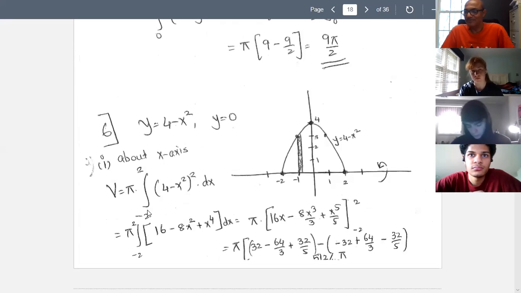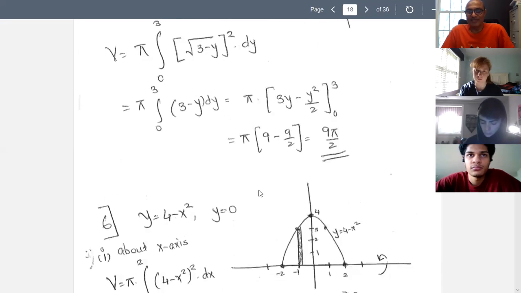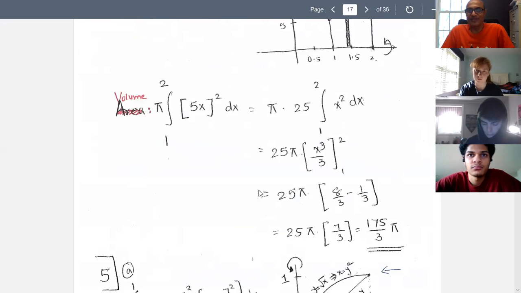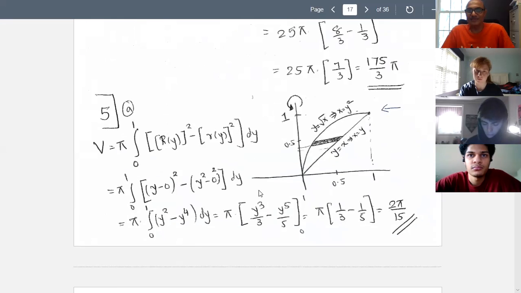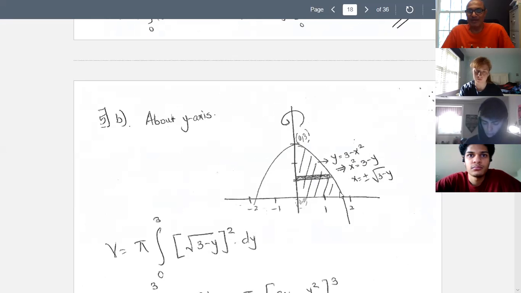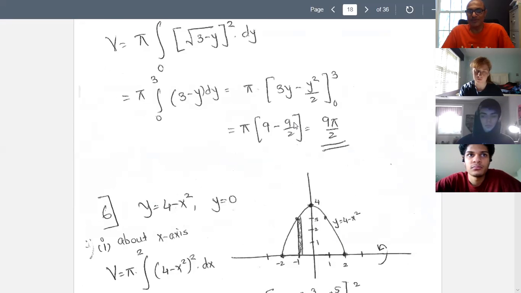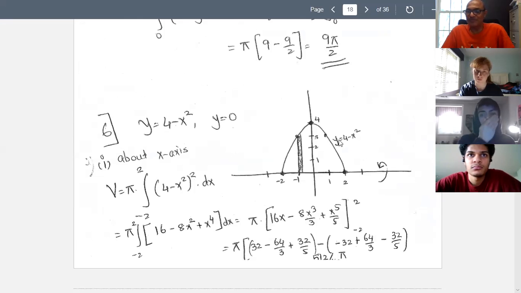One more. y equal to 4 minus x square, about the x-axis. So now it is not 3 minus x square, but 4 minus x square, which means your parabola will go through number 4. Look here, number 4, because it's 4 minus x square now. The parabola opens down and goes over here.